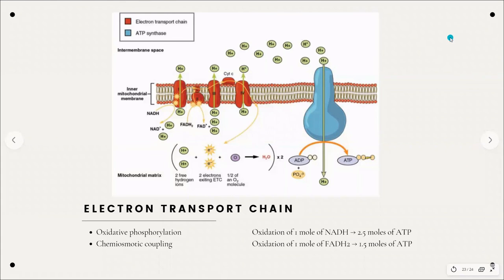The energy generated by the transfer of electrons through the electron transport chain to oxygen is used in the production of ATP. Thus, the overall process is called oxidative phosphorylation. As it involves both chemical and transport processes, this mechanism is called chemiosmotic coupling. In this process, the oxidation of 1 mole of NADH produces 2.5 moles of ATP, whereas the oxidation of 1 mole of FADH2 produces 1.5 moles of ATP.